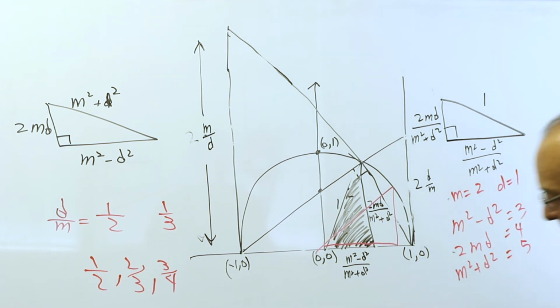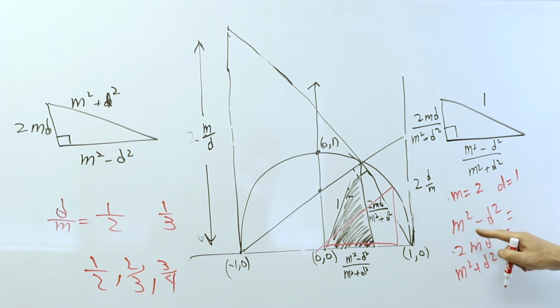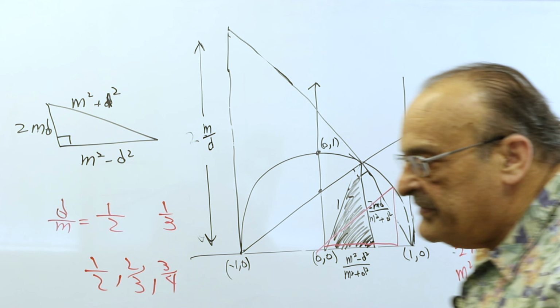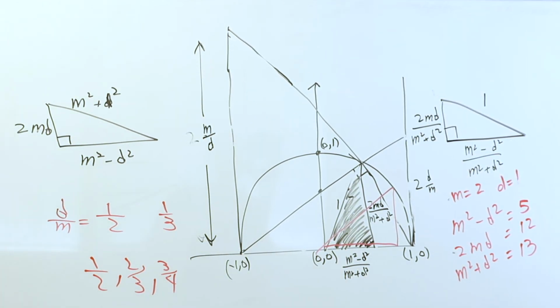So let's do another one. Let's do one where m is 3 and d is 2. So it's going to be 3 times 3 minus 2 times 2. That's going to be 9 minus 4, that's 5. And we can go 2 times 3 times 2, which is going to be 12. And that's going to be 3 times 3 plus 2 times 2. It's going to be 13. So we basically found a result of the ancient Greeks where these little formulas give you the sides of a Pythagorean right triangle.